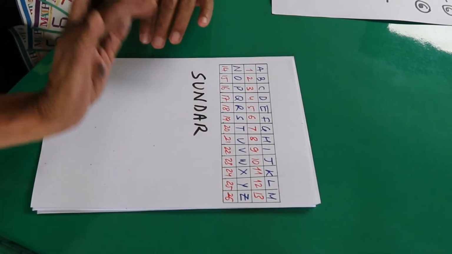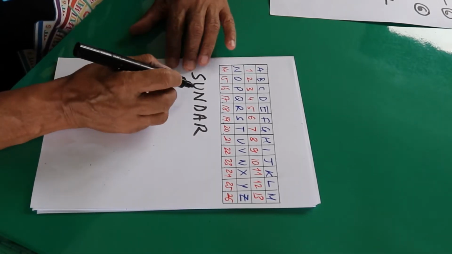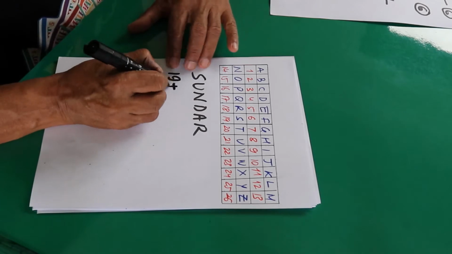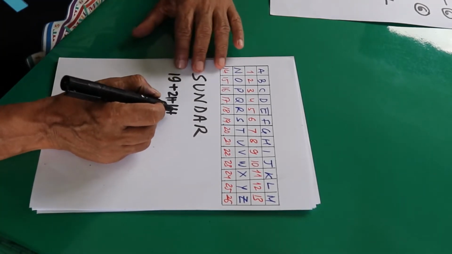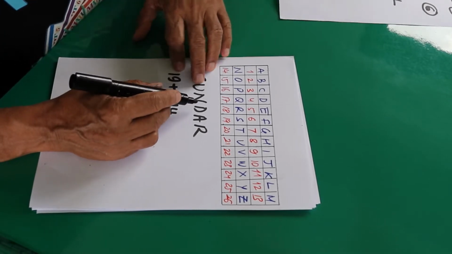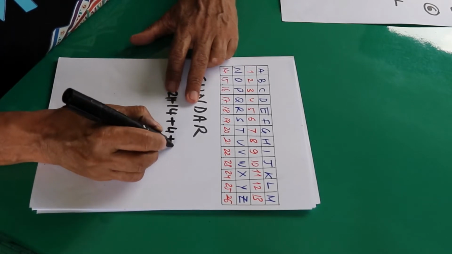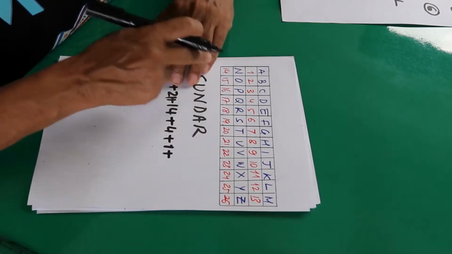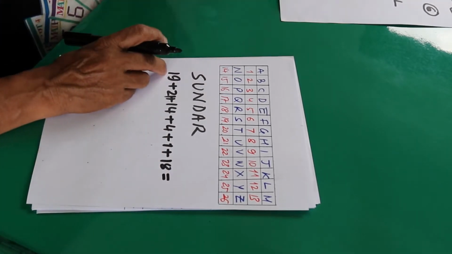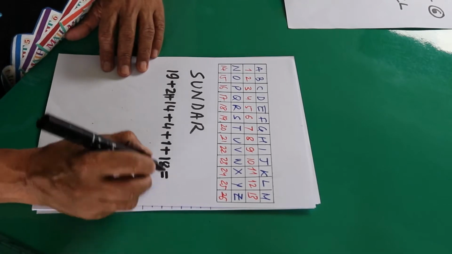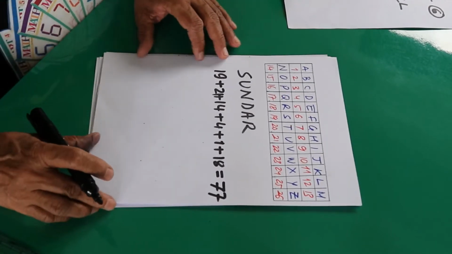Now we are going to decode this one using the numbers. In the name of Sundar, the alphabet S has number 19, and go on adding all of them. 19 plus U has the value 21. 21 plus N has 14, plus D has the value 4. A has the value 1. And R has the value 18. What is the sum? The sum is 77. If you add them, you will get 77. I have calculated mentally that way.